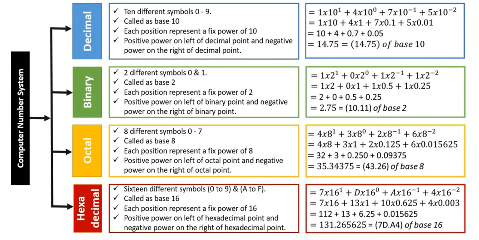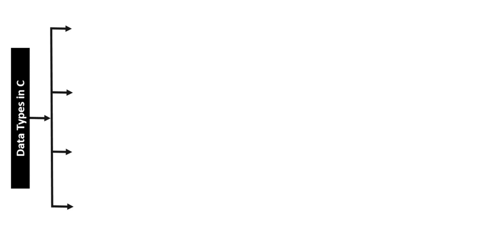As an example, 7D.A4 is a hexadecimal value, and representing this in the positional power system, we get 7 into 16 to the power 1 plus D into 16 to the power 0 plus A into 16 to the power minus 1 plus 4 into 16 to the power minus 2. Evaluating this, we get 131.265625, which is the decimal equivalent of the hexadecimal value 7D.A4. Once this number system is clear to you, let's discuss the various data types offered in C. Basically, there are 4 categories of data types.